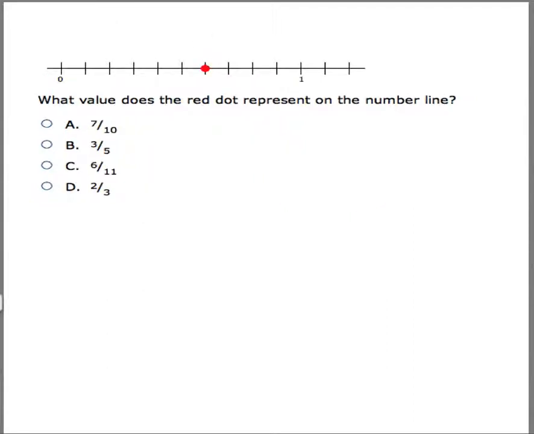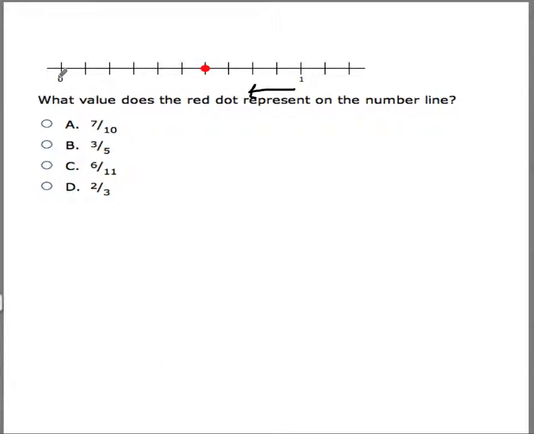And let's try one more. What value does the red dot represent on the number line? Again, take a look at your number line. This one starts with 0 and goes beyond 1. But our red dot is below 1, so we know that our answer is going to be a fraction or a decimal, because a fraction is a part of something and a decimal is too. You can see from our answers that it's going to be a fraction.